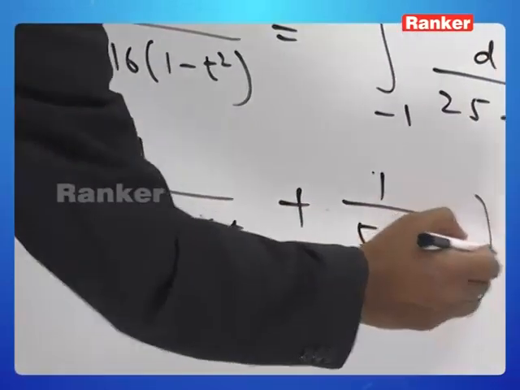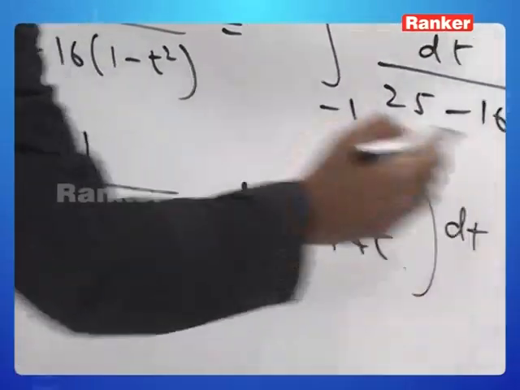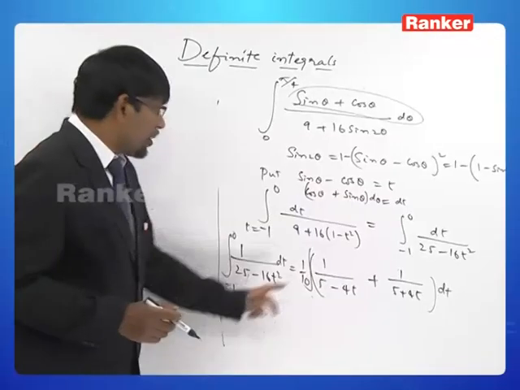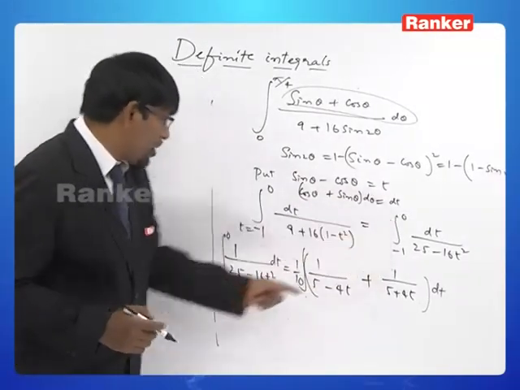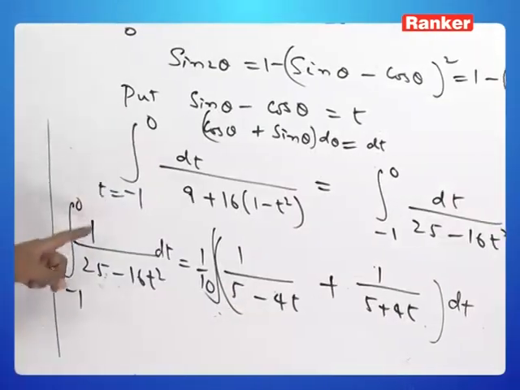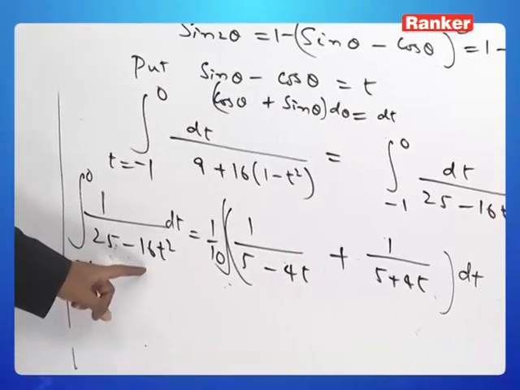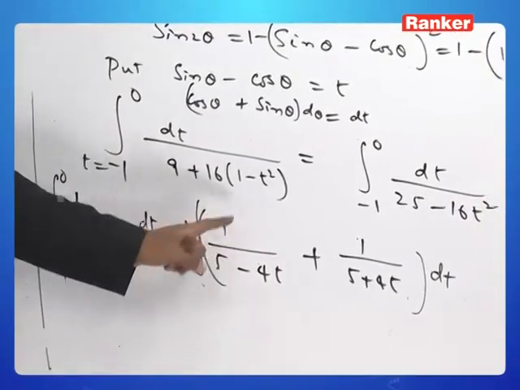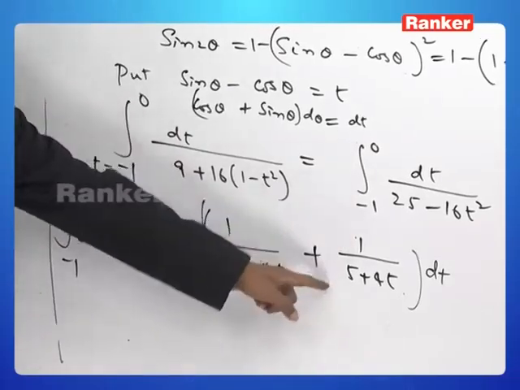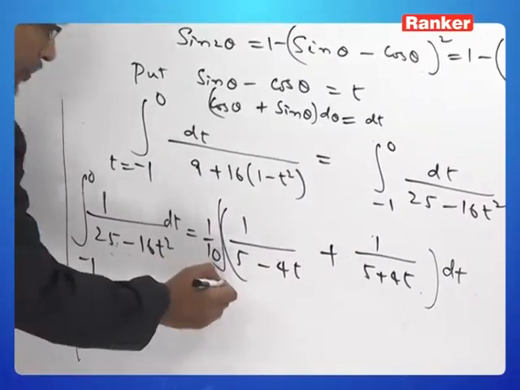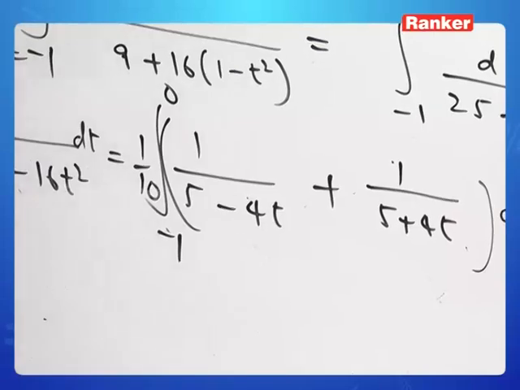whatever, we will apply the limits later when you integrate this with respect to t. Now, we have this integral from minus 1 to 0 of 1 by 25 minus 16 t square. I can split that as 1 by 5 minus 4t plus 1 by 5 plus 4t into 1 by 10. So, integral from minus 1 to 0.